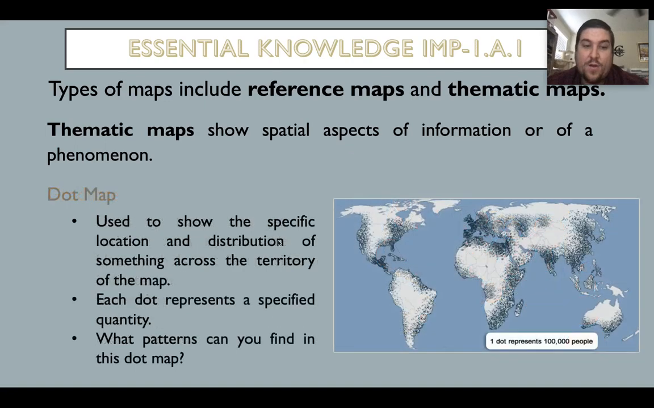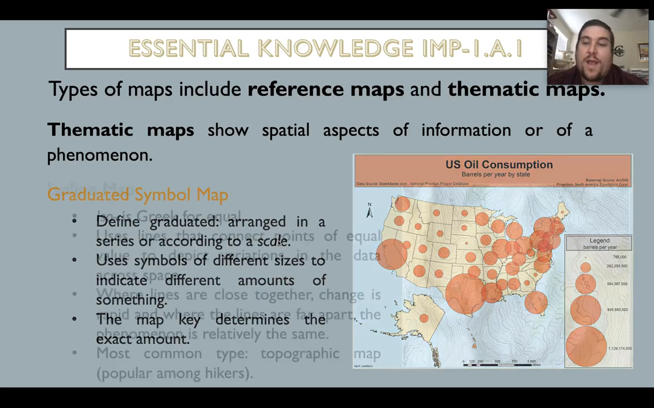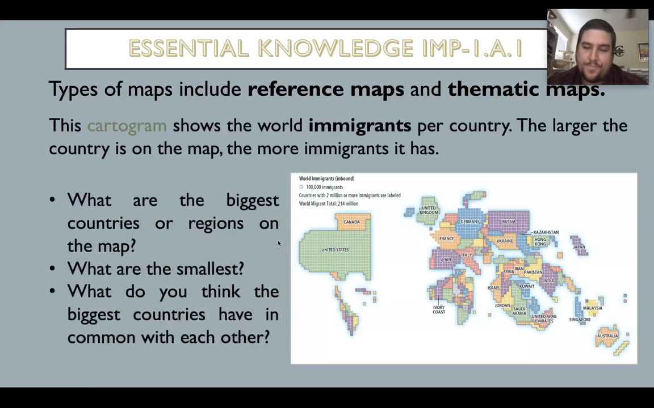The dot density or dot map is probably the second most popular, with, like I said, the most popular one being that choropleth map. That's the one we're going to see all the time.